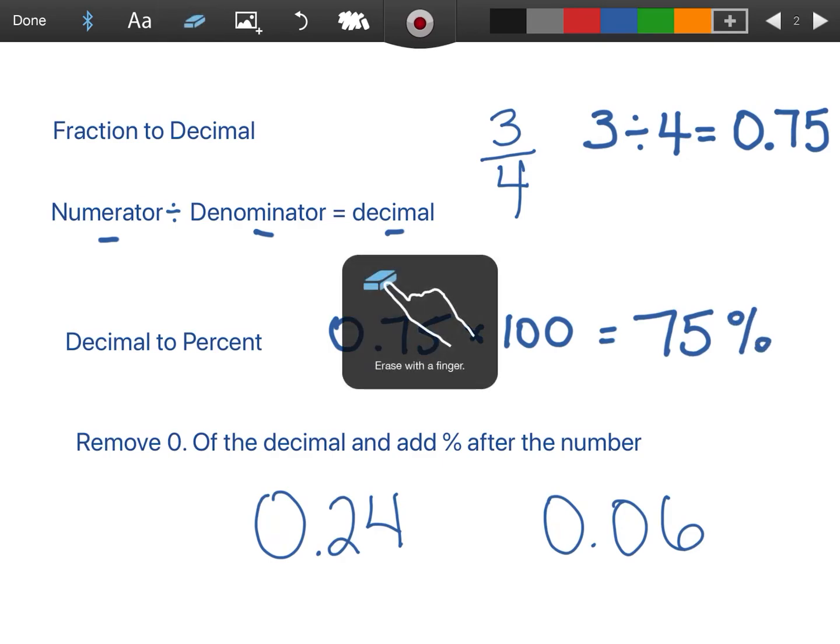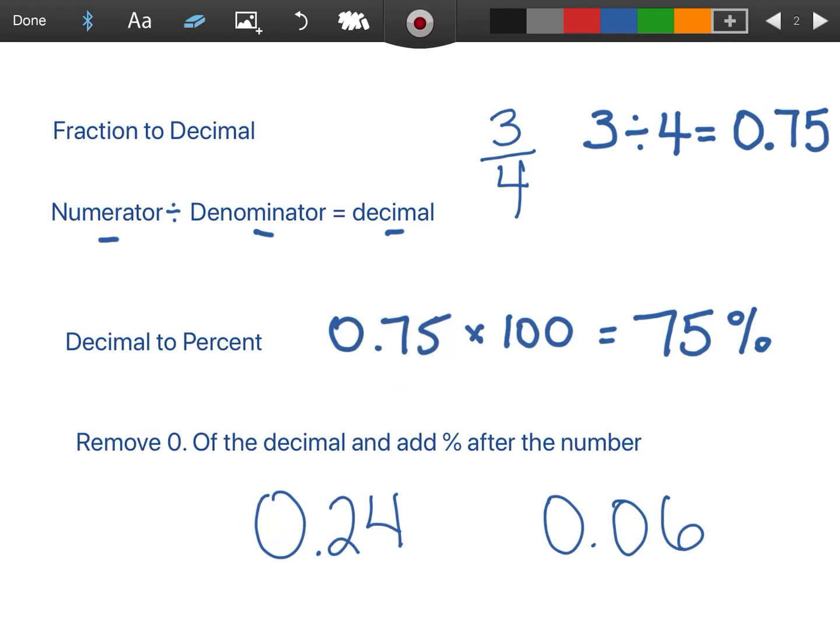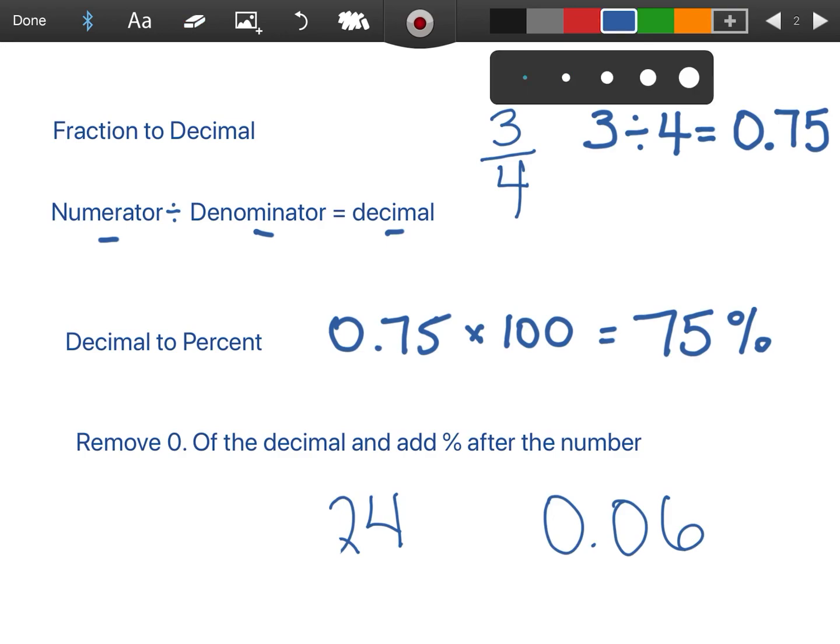Or for some people, they might prefer this method. You can remove the 0 and remove the decimal. Oh, that's interesting, I ended up erasing part of my 2. And you just add the percent sign here and same here.